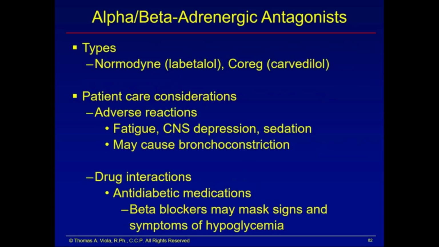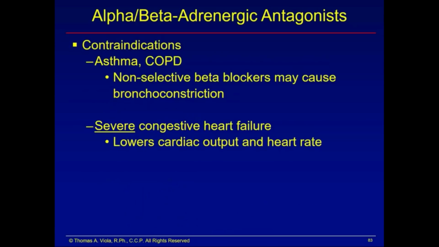And so a drug like Normodyne or Coreg blocks both and gives you really good results as far as lowering blood pressure. But again, we're worried about fatigue and depression. Now we're worried about the anti-diabetic effect, right? The fact that these medications can block the signs and symptoms of hypoglycemia. Again, would I want to give a drug like this, an alpha-beta blocker, to someone with asthma and COPD? Not likely.